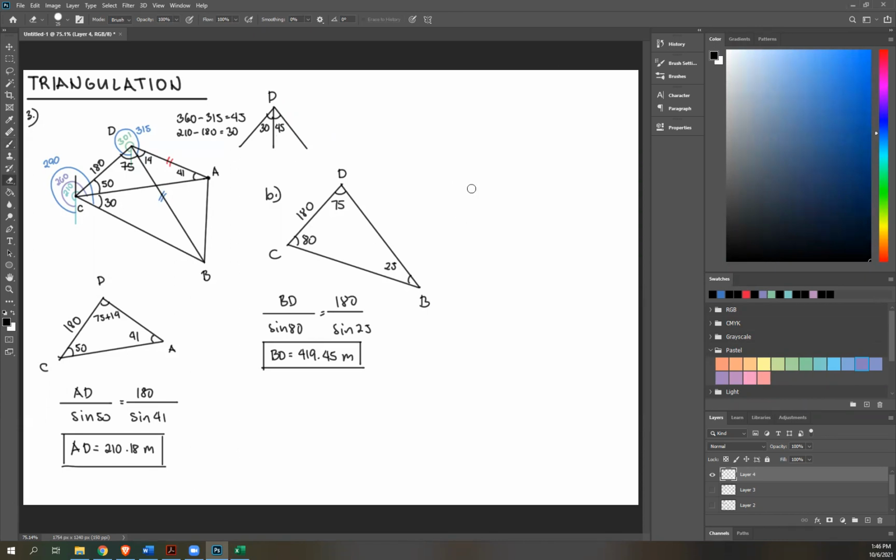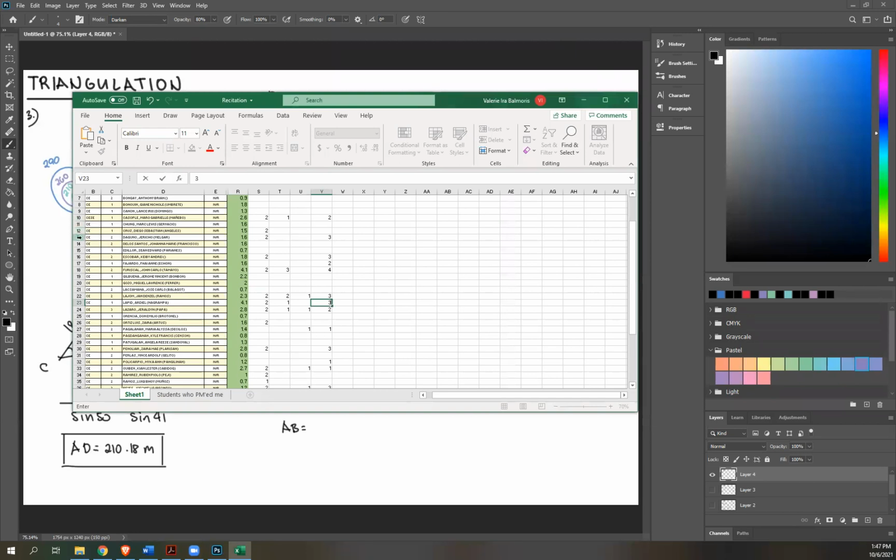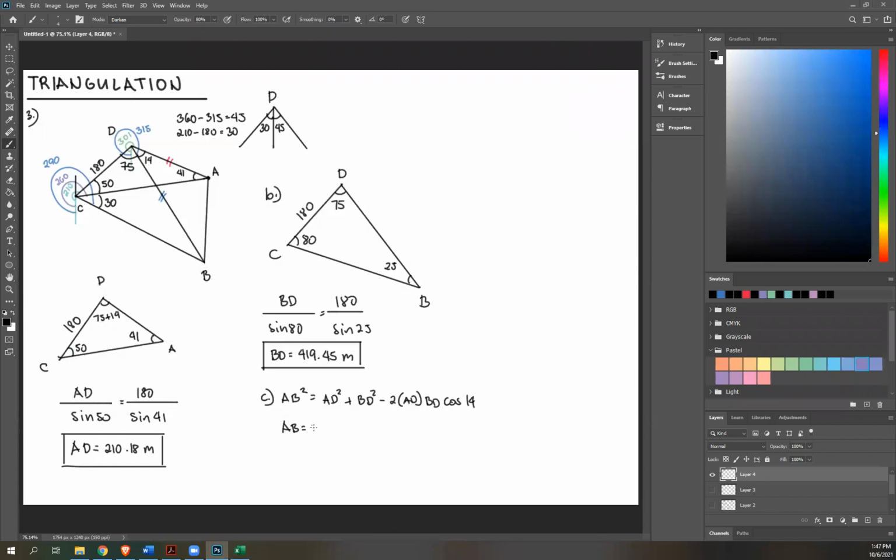So AB squared, I'll just write it here. AB squared equals the two sides, AD squared plus BD squared minus 2 AD BD cosine, what's between them? 14. Please solve what's AB. Correct, Kian and Jericho. It's 221.43 meters. And that's it for number 3.